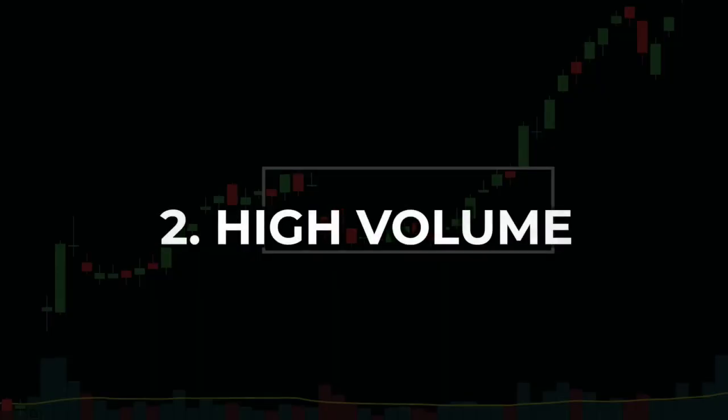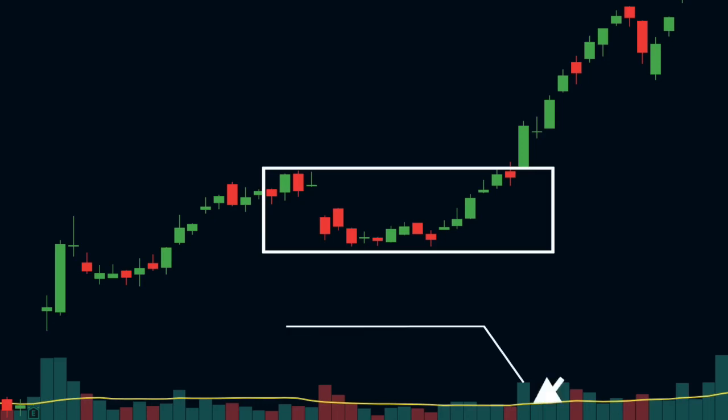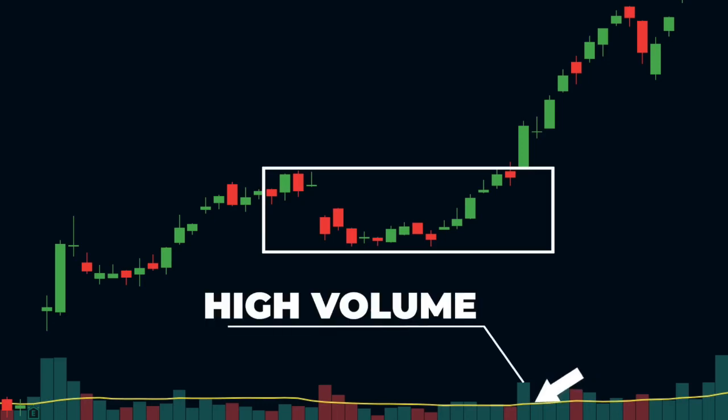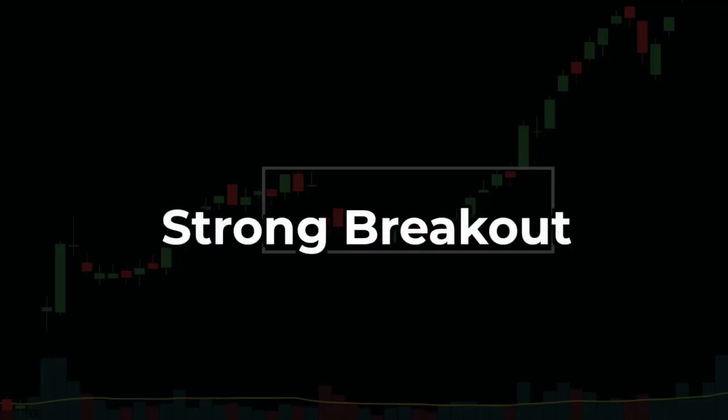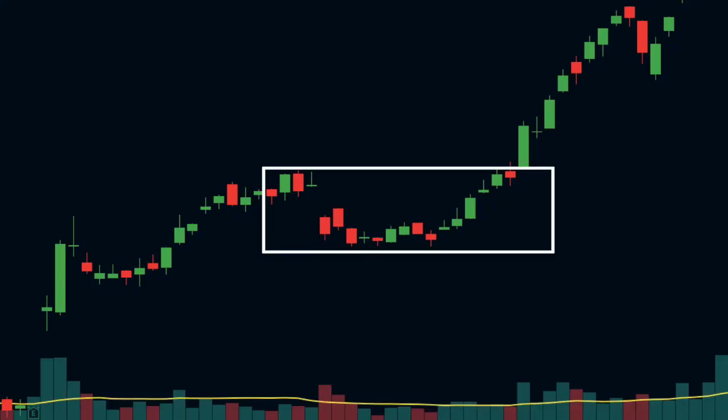Number 2, we want the breakout candle to have high volume. This means that the volume on the breakout candle should be greater than a 20-period volume moving average. A higher volume on the breakout is a sign that the breakout will be strong and it will not fade away. Once both of these conditions are met, we will enter a buy trade.